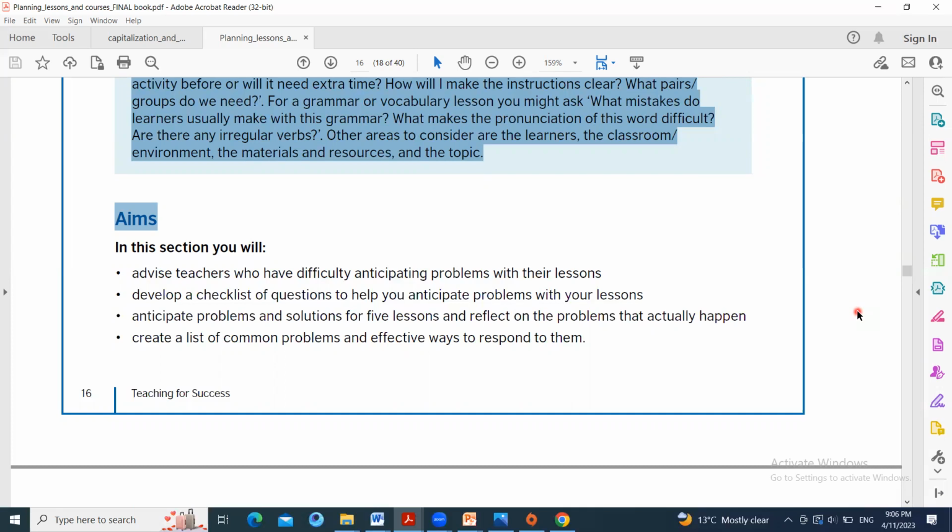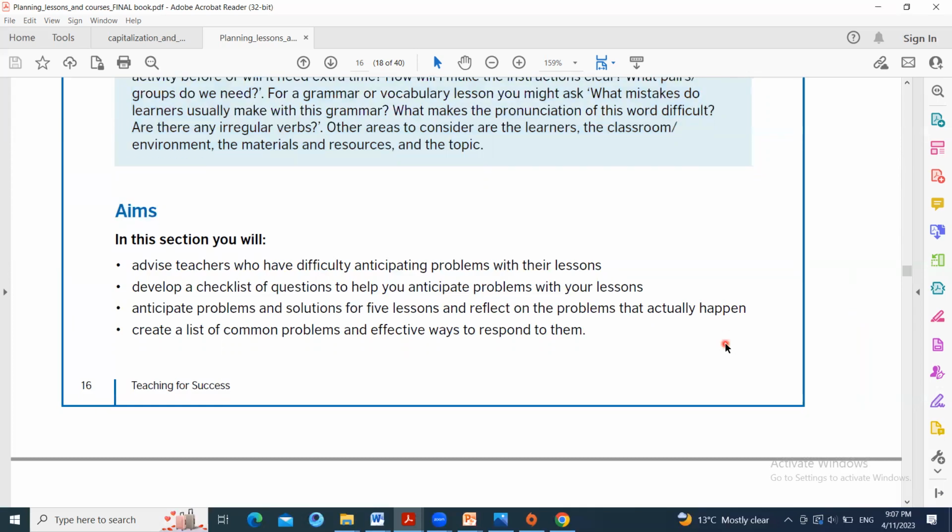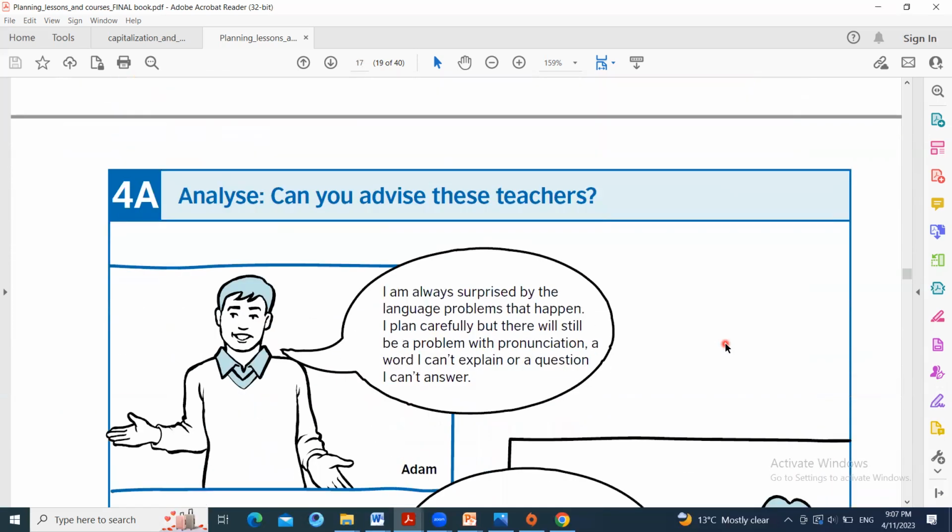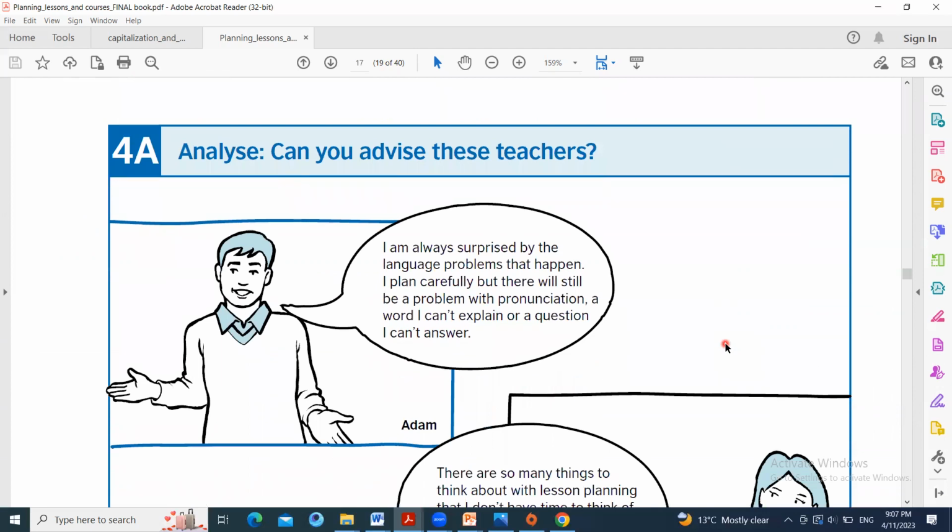The last aim that we will try to achieve, inshallah, is that you will create a list of common problems and effective ways to respond to them. So here we have some points of analysis. Analyze. Can you advise these teachers?